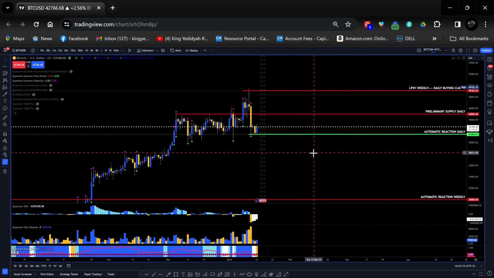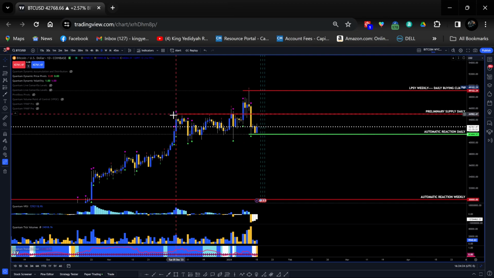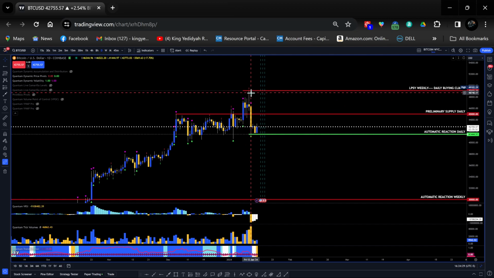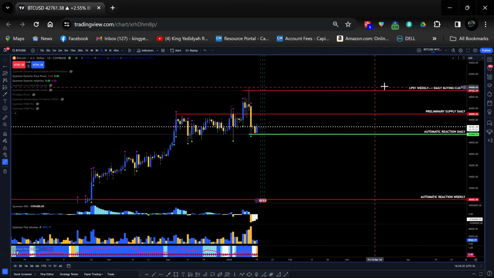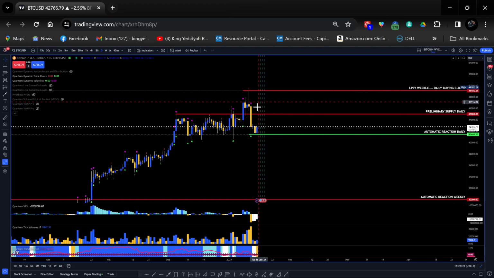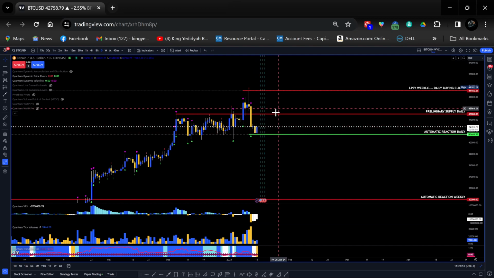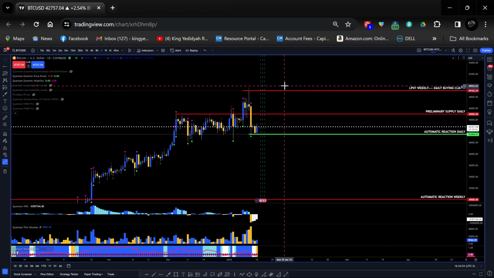So this is how I marked up this little structure on the daily chart, right? This is the preliminary supply right here. Then we got the buying climax, which also lines up with the lowest point of supply on the weekly chart. Now if this is a distributive structure, and we pull back in and get the automatic reaction after the buying climax, we're supposed to get this upthrust here.